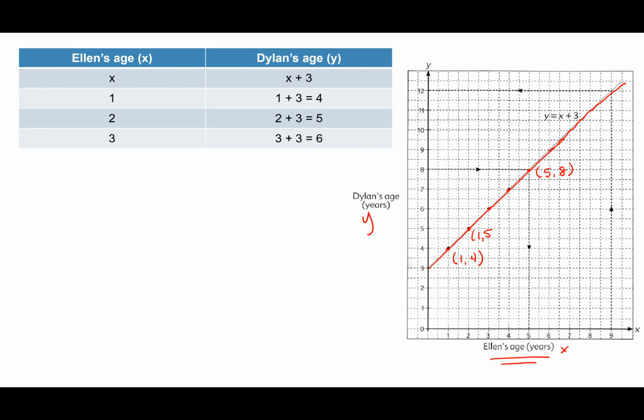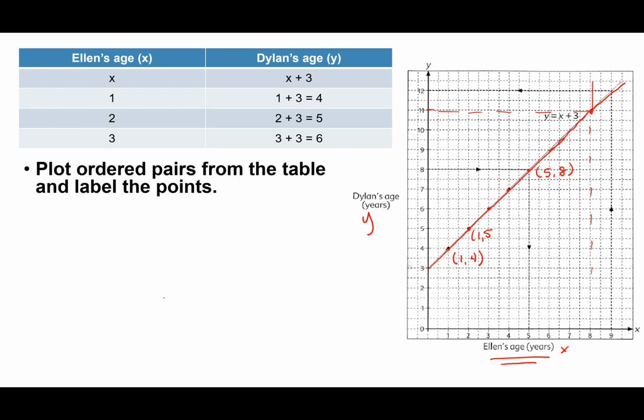I could take a look at over here, when Ellen is 8, let's trace this up to the line. Dylan would be 11. Ashlyn, go ahead. Oh, I sure did. Thank you for letting me know that. I should have written 2, 5 there. Good job. Okay.